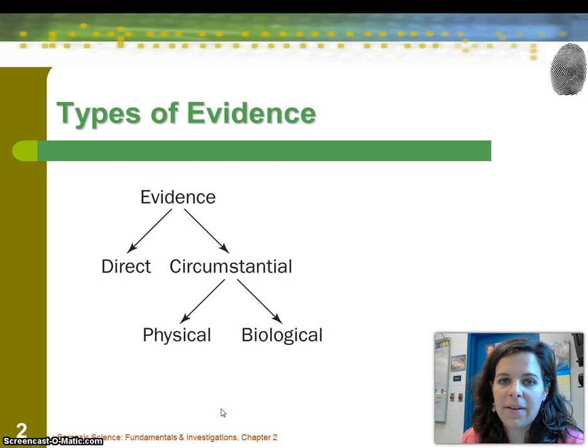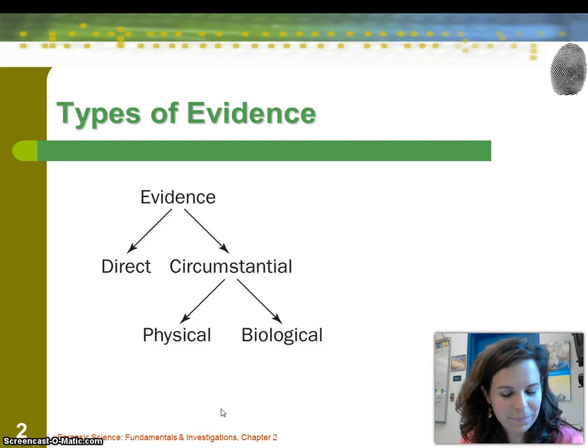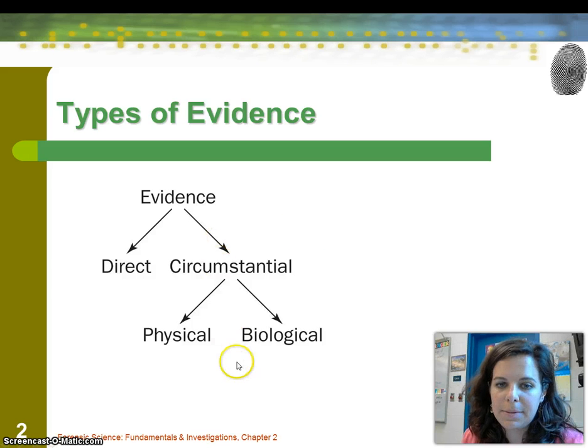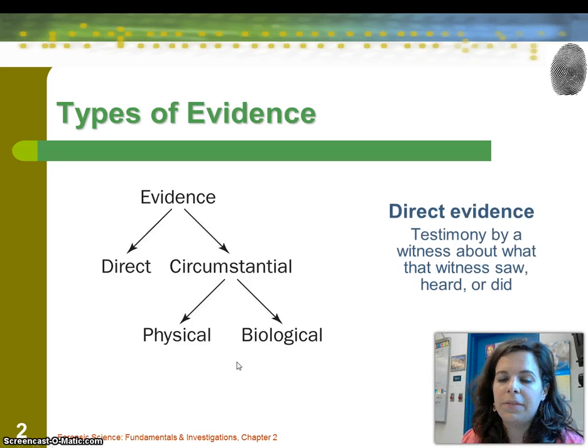There's different types of evidence that could be transferred. And if you could draw this picture right underneath where it says types of evidence on your note sheet. The first type of evidence is direct evidence, and this is testimony by a witness about what that witness saw, heard, or did. And this would also be a security recording, a videotape, or a confession from a suspect.